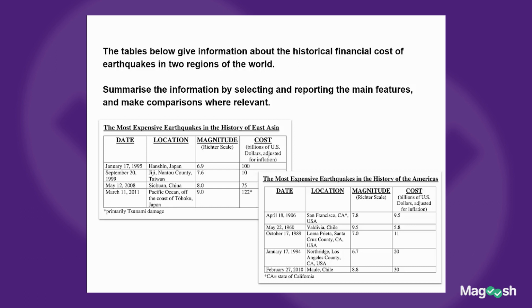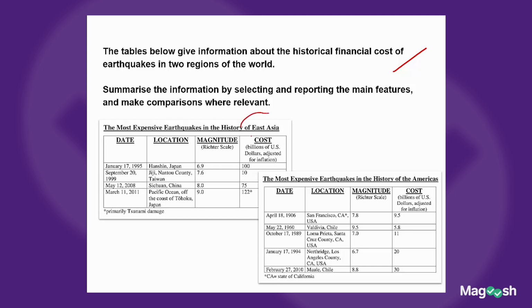Okay, so let's take a quick look at our sample question. We're going to go over some tips after we read this question, and then we're going to look at a sample response to this Task 1 prompt later in the video. Okay, but first, let's just take a quick look. Here's a summary sentence we have for the prompt. It says, "The tables below give information about the historical financial cost of earthquakes in two regions of the world."